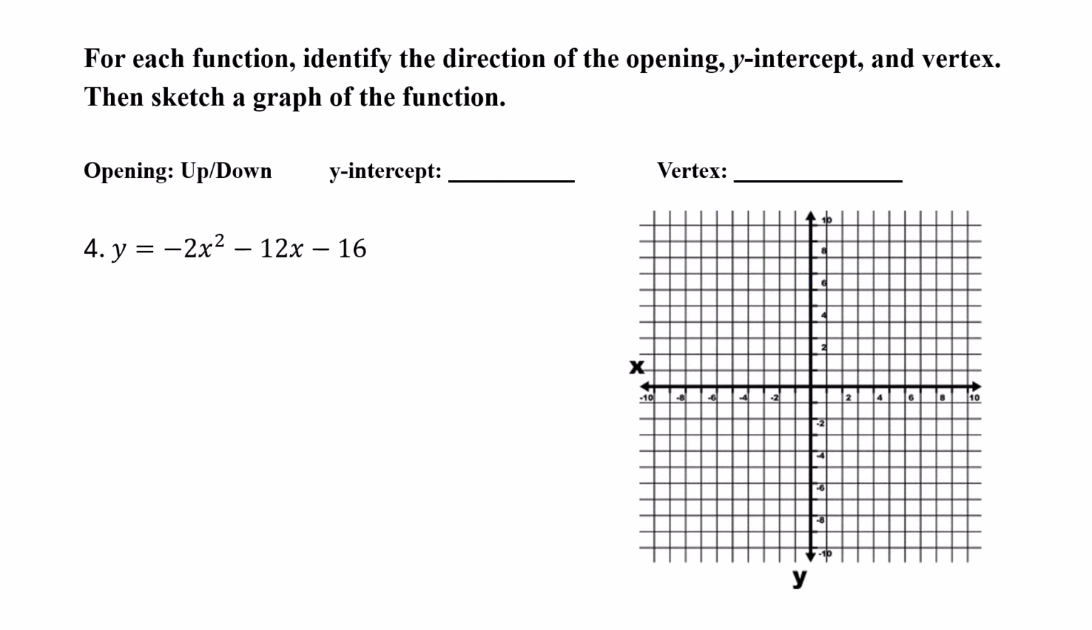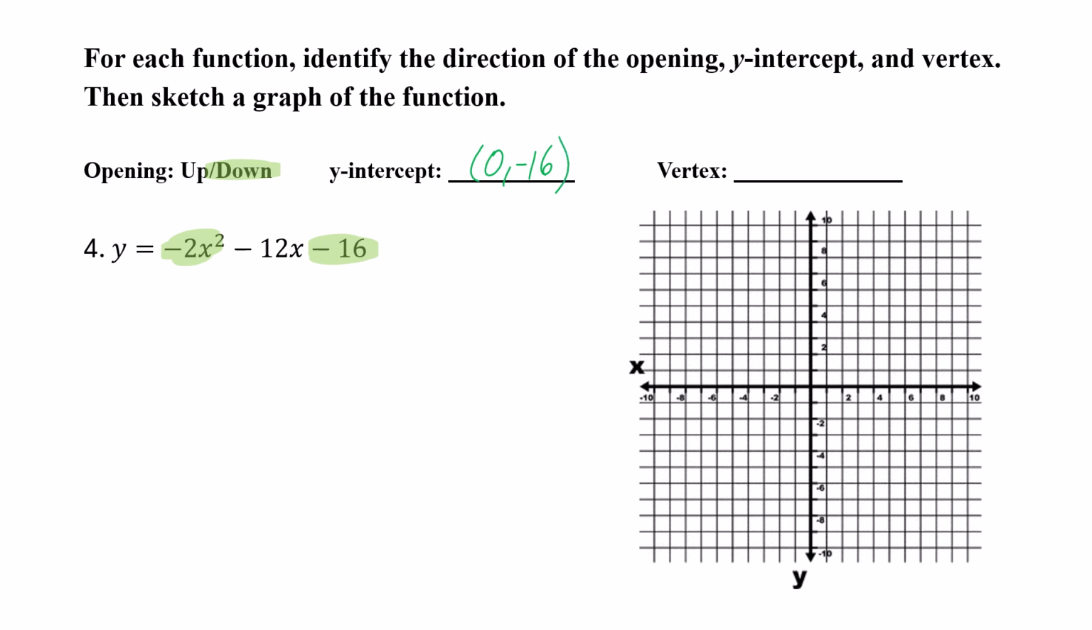All right, so our last example, we have y equals -2x squared minus 12x minus 16. Now, if we look at this, we can see that we are starting with -2x squared. So that tells us our parabola is going to be opening down. And our constant value is -16. So our y-intercept is going to be (0, -16).